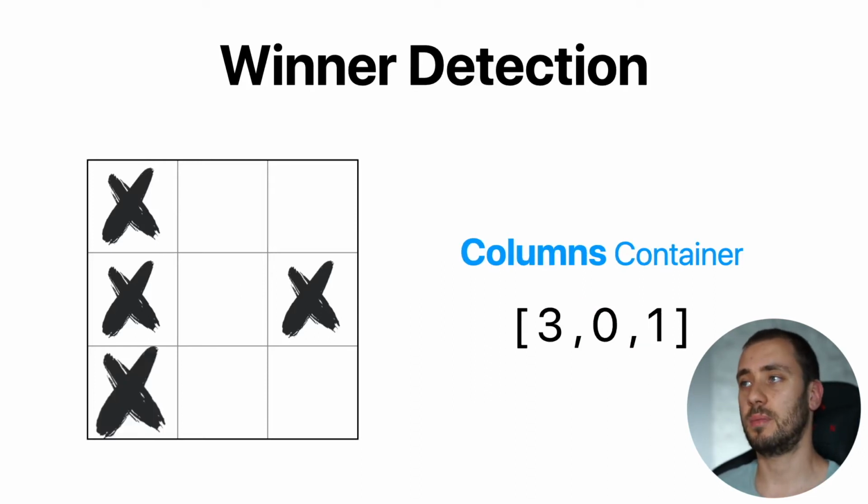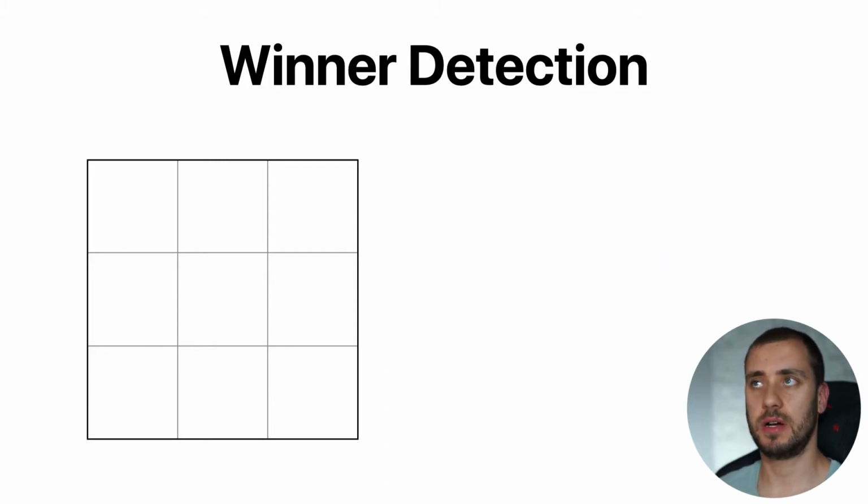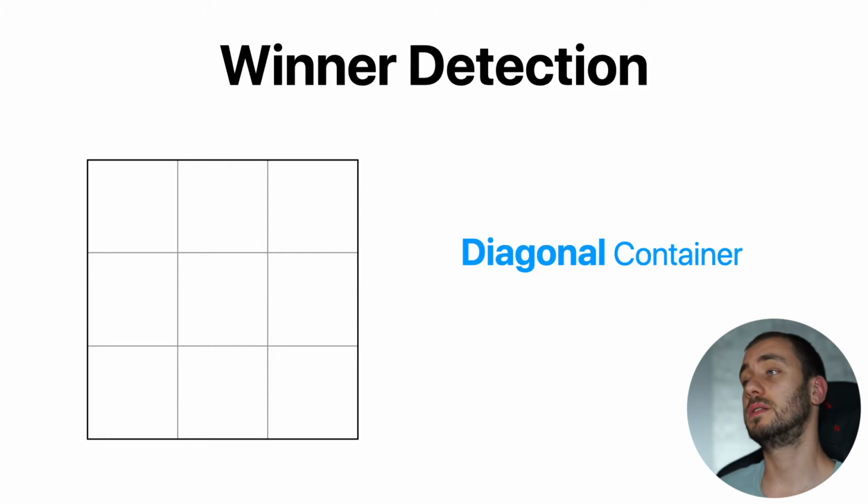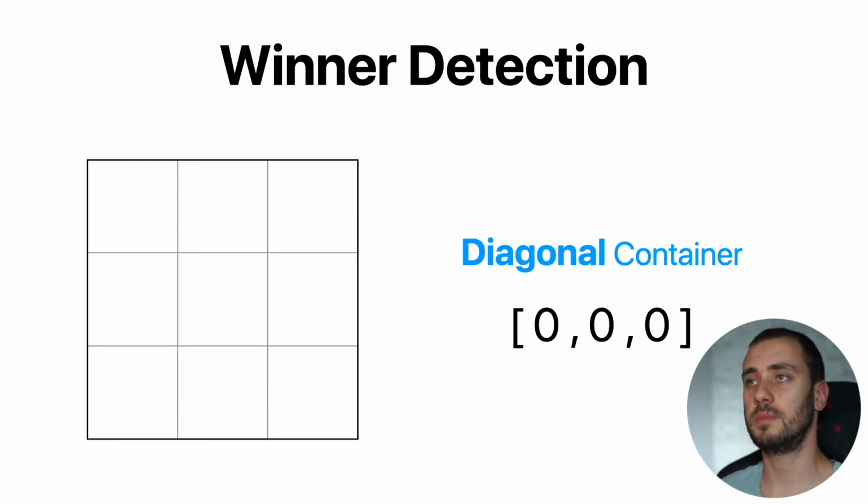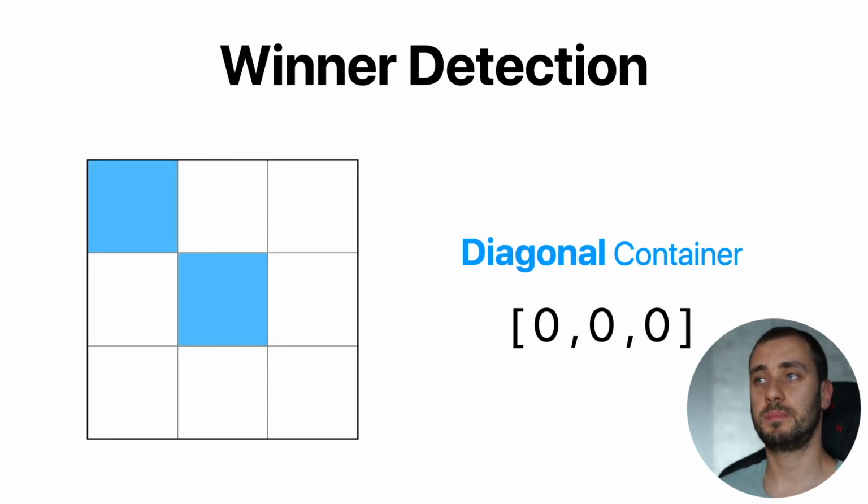The same thing is going to happen for the columns. I'm going to increment the values of the array when the player plays on a given column. And the same thing is going to happen when any of the elements is a 3, the player has won. Now, the diagonals are not so straightforward. The diagonal container is going to be exactly the same, still an array of 3 elements, but the way we're going to increment the values has to obey a condition. The values are only incremented when the player plays in either one of these cells and no other.